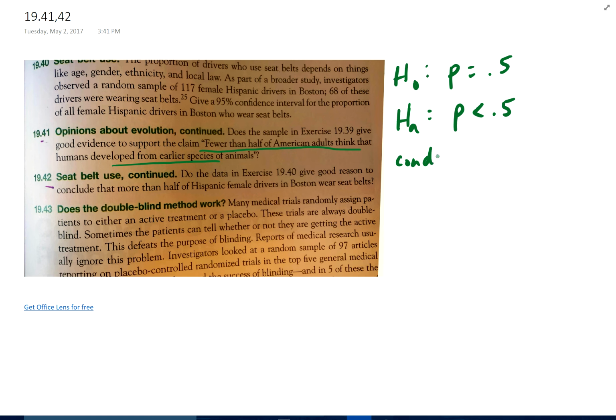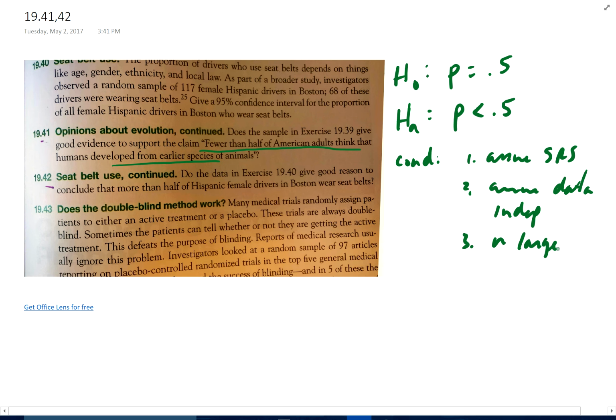And the conditions, we're going to assume a simple random sample. We're going to assume the data is independent. And thirdly, we have n is large, in other words, it's greater than 40, so we're okay on that one. Okay. Now, let's do the test.